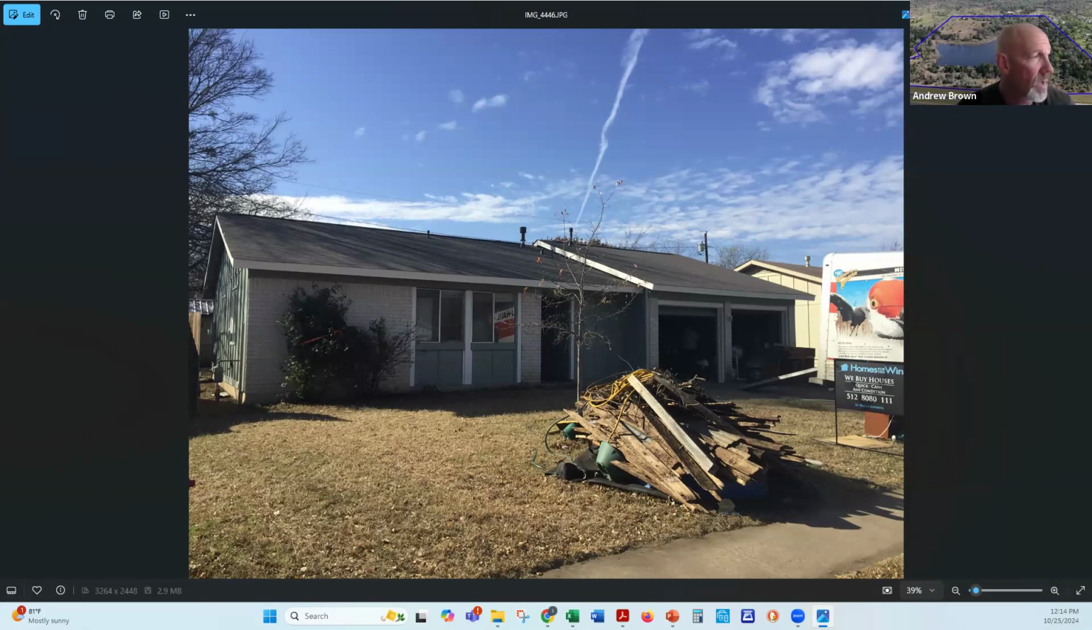It's a small house, 1,200 square foot, 3-bedroom, 2-bath. But when you live in an area where the average home price, I don't remember what it was then, I'm guessing it was in the 450 range.